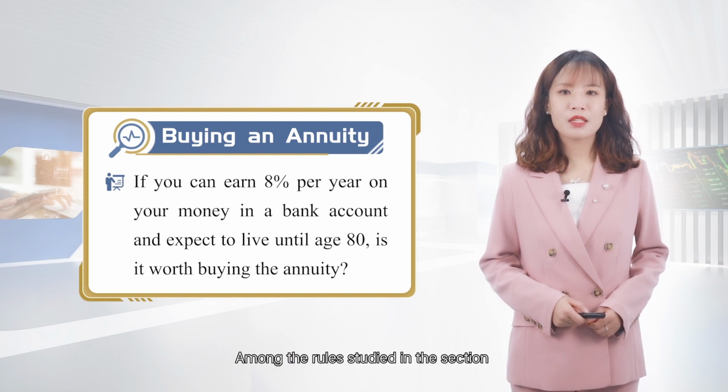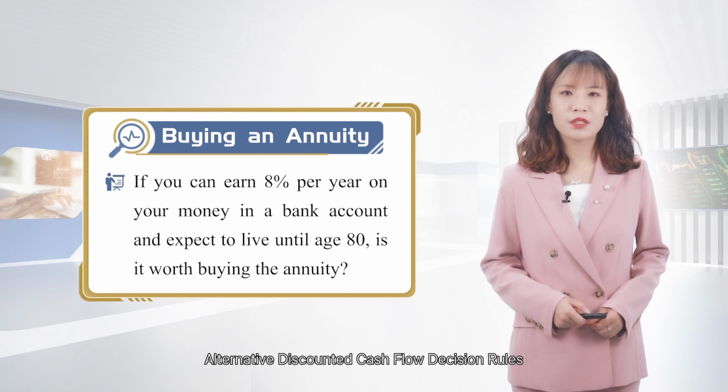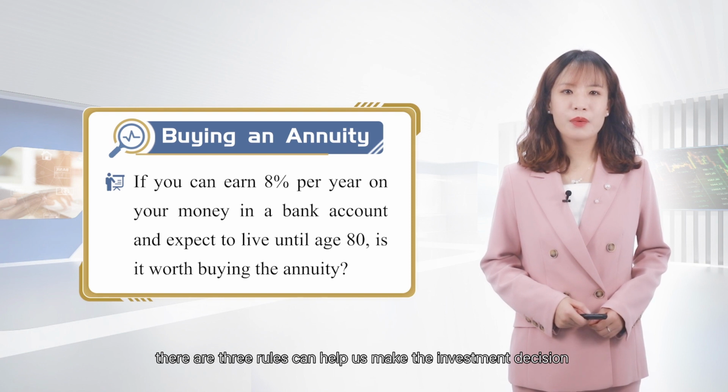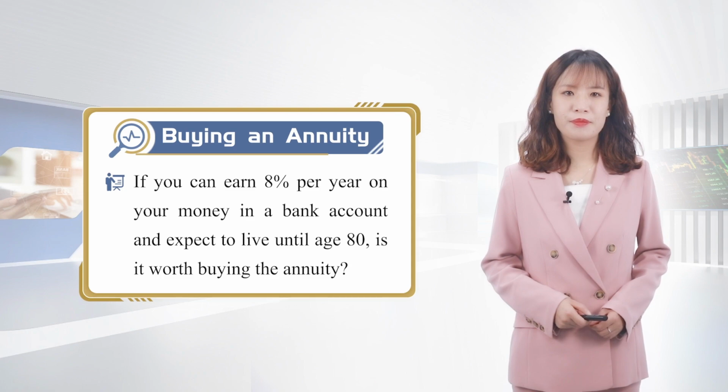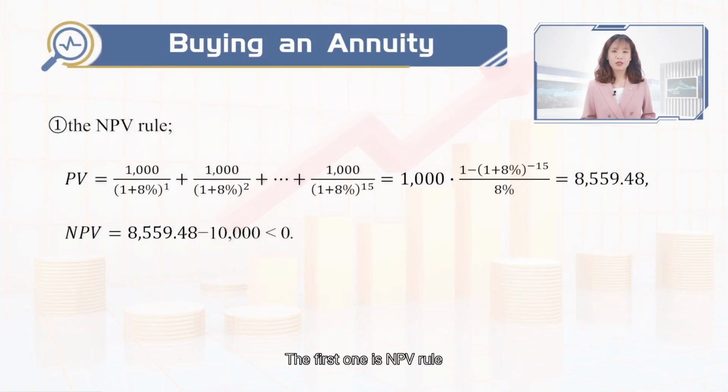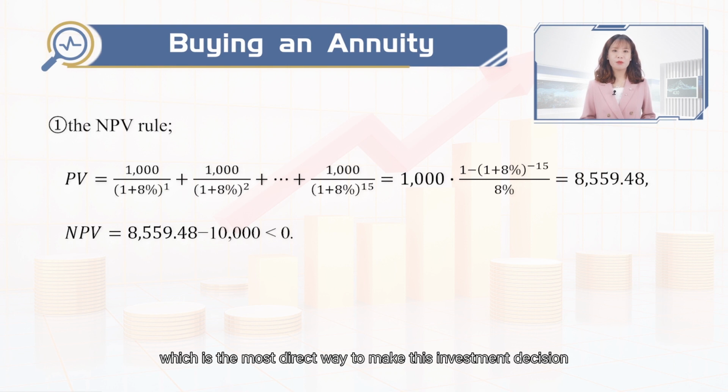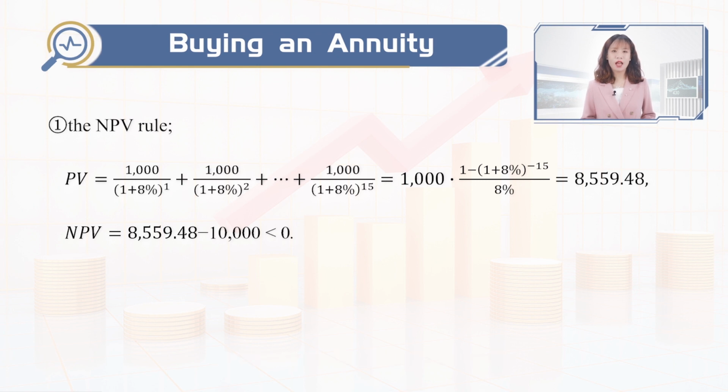Among the rules studied in the section Alternative Discounted Cash Flow Decision Rules, there are 3 rules that can help us make the investment decision about this annuity. The first one is the NPV rule, which is the most direct way to make this investment decision. There is no particular notation for this annuity, so we take it as an ordinary annuity.